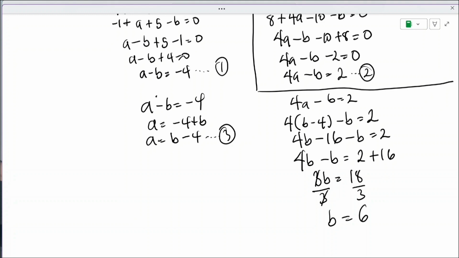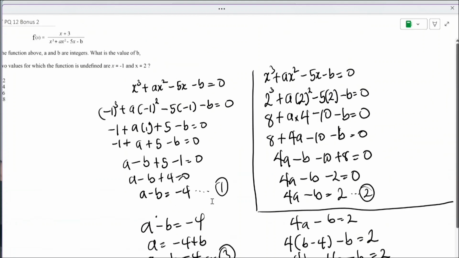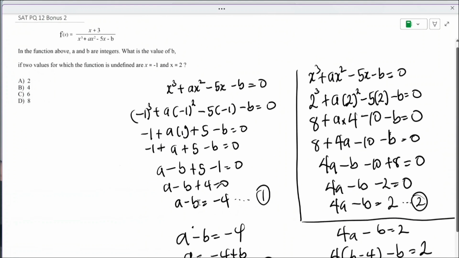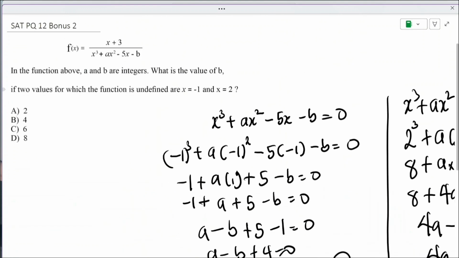B is 6. We can also find a if we're asked. Finding a is easy. You can take equation 3, that says a equals b minus 4. And since b is 6, you change b to 6. So you have 6 minus 4, that will give you 2. A is 2. But you've been asked to find b, and b is 6. So you come to the options and pick C, that's 6.